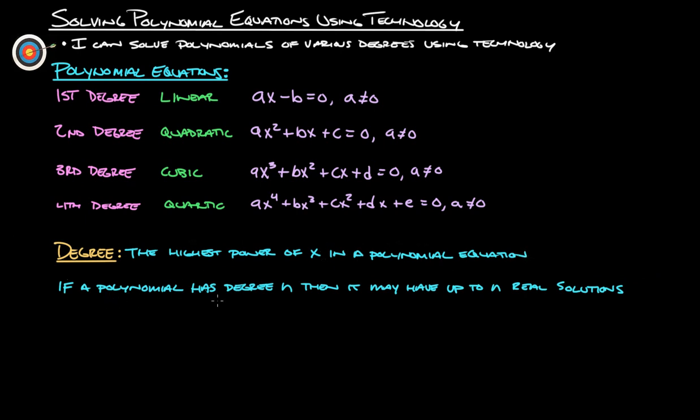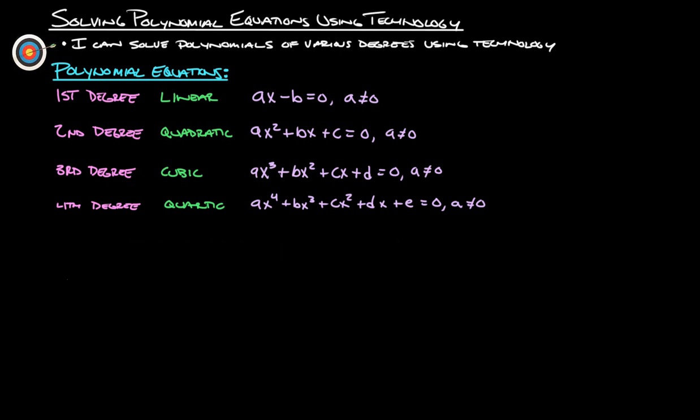So if a polynomial has degree n, then it can have up to n real solutions. Like this one here, it's first degree, so it's only going to have one solution. This quadratic here could have up to 2 real solutions. This one could have 3 real solutions. This could have 4 real solutions. All right, let's take a look at an example.